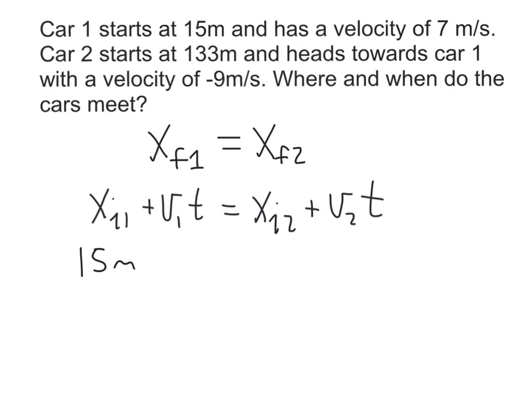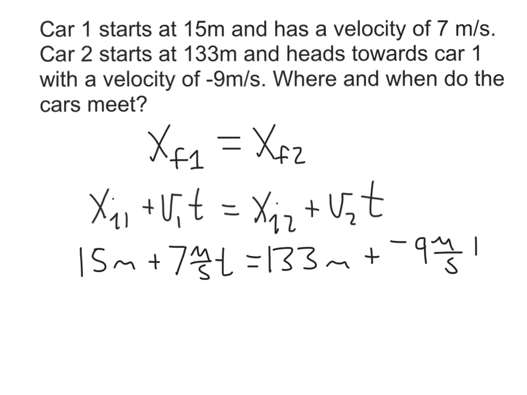Recall, the initial position of car 1 was 15 meters plus its velocity times time is equal to the position of car number 2 at the beginning, which was 133 meters, plus its velocity, which was negative 9 meters per second, times time. Now we just have to arrange this. I like the idea of subtracting 15 meters from 133. It gives me a positive number. So I'm going to subtract 15 meters from each side.